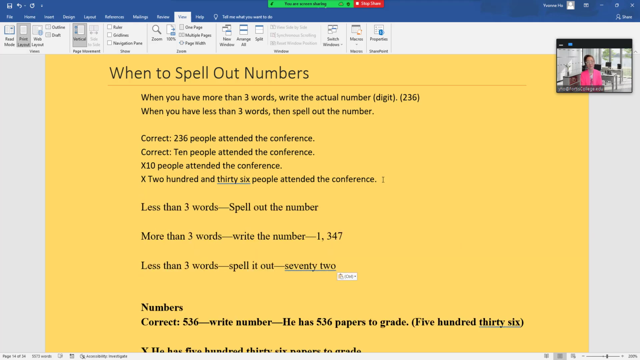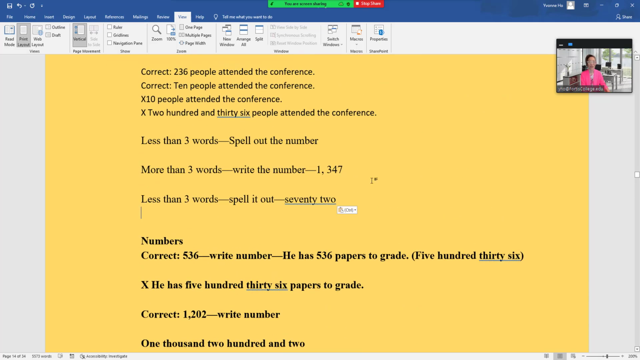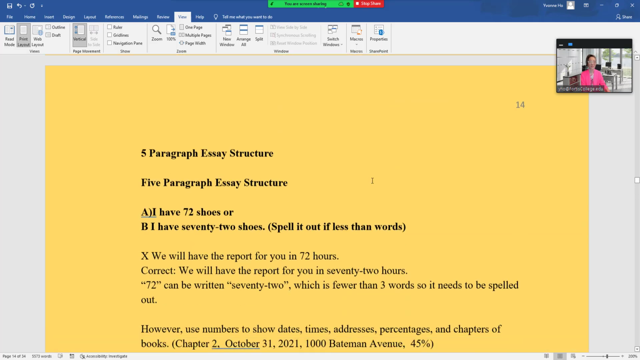Basically, I remember it as if you have a large number, you write it out. If you have a large number, you write out the digits, and if you have a small number, you write it in letters. That's how I remember it. Large digits, small letters. That's another way of remembering it.